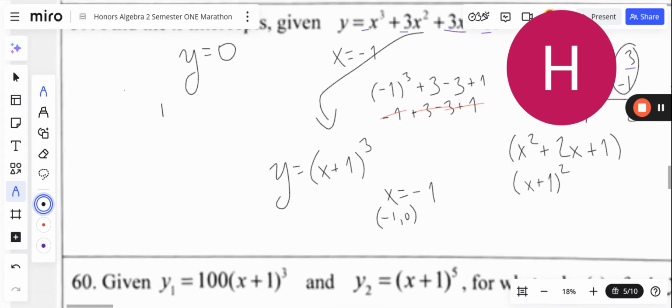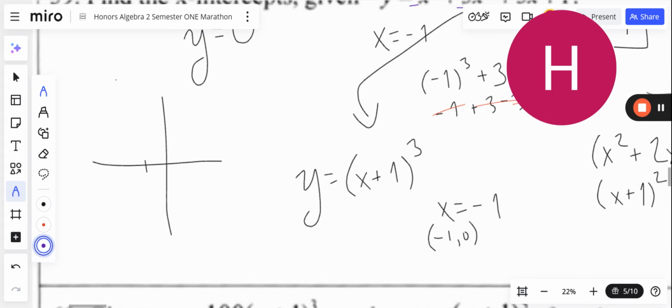So if we take a look at the graph, just to get a little bit of a glimpse, it's going to look something like this. It's going to cross through 0 there. It takes off. Actually, it crosses through 0, 1 as well. So there we go. That's a little more accurate.